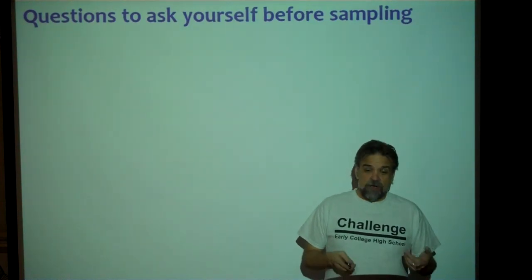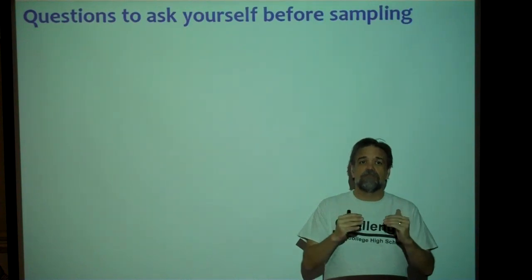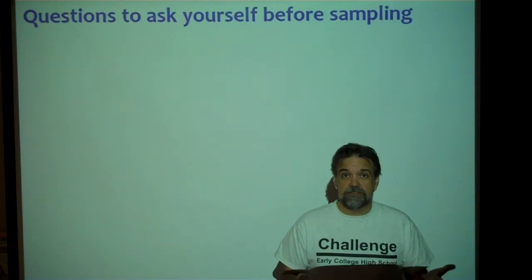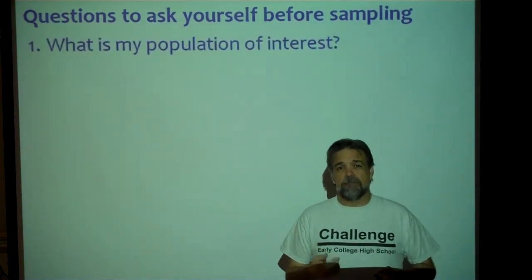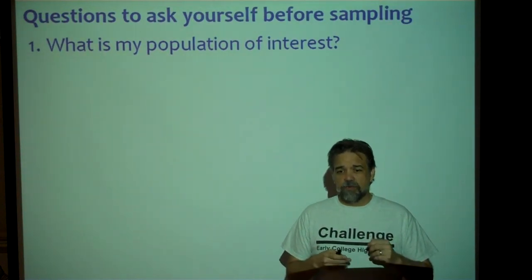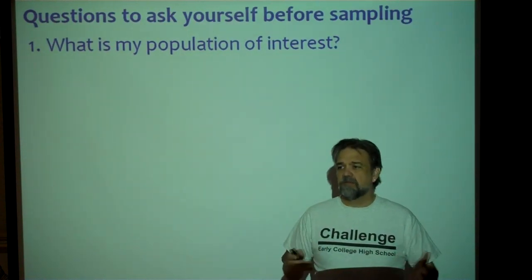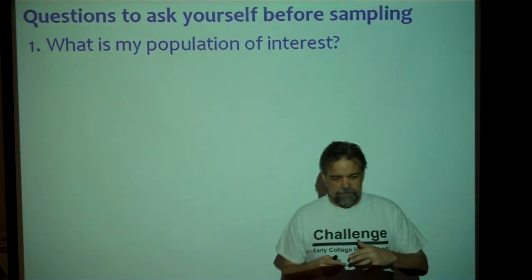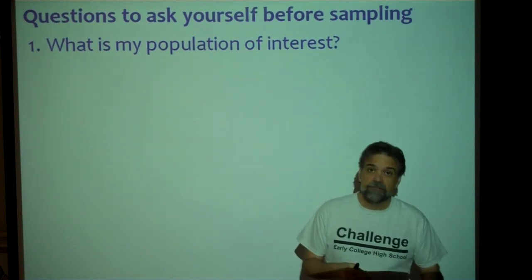Okay, so how do you avoid getting bias? Well, one way is to be very methodical and very careful before you start sampling, okay? And in order to do that, you should ask yourself some questions. Questions like, what exactly is my population of interest? Am I wondering what the opinion about, let's say I'm polling a bunch of people about the availability of abortion in Texas, okay? Something of a hot topic right now.